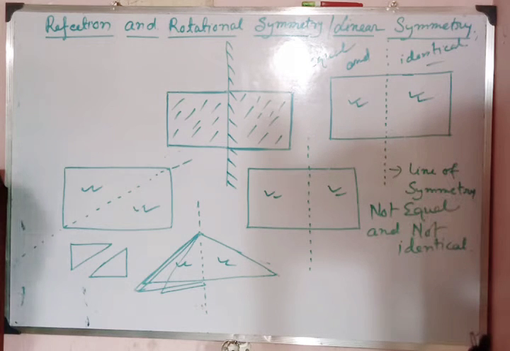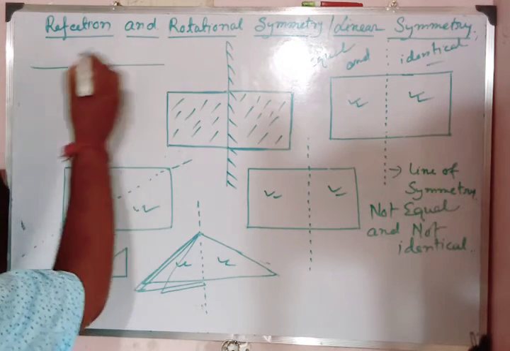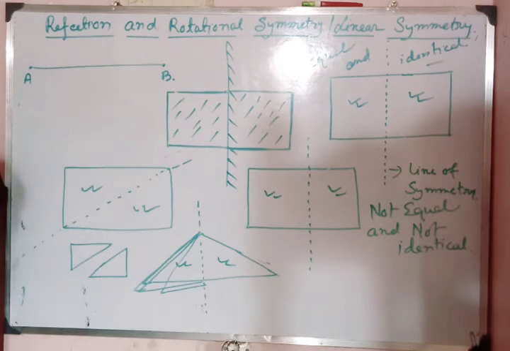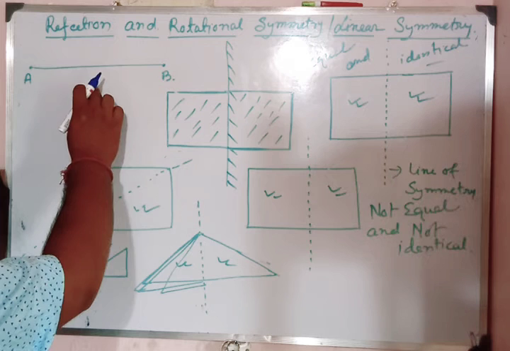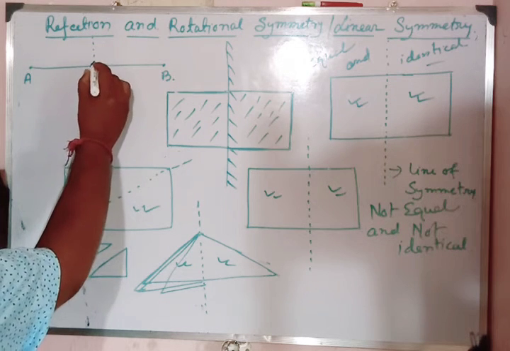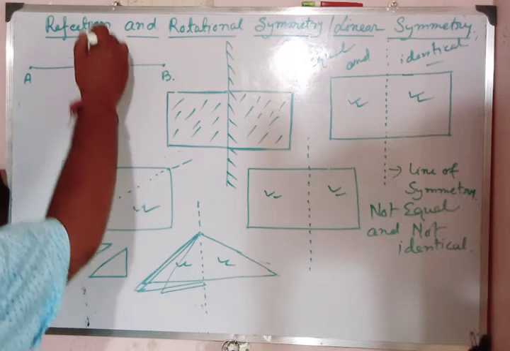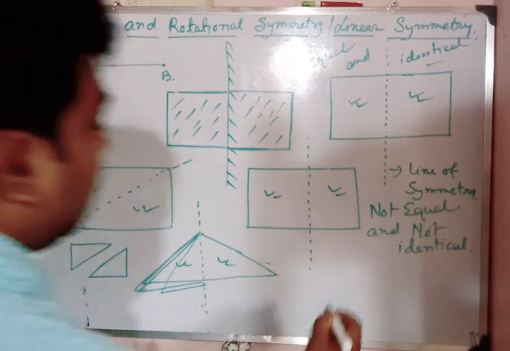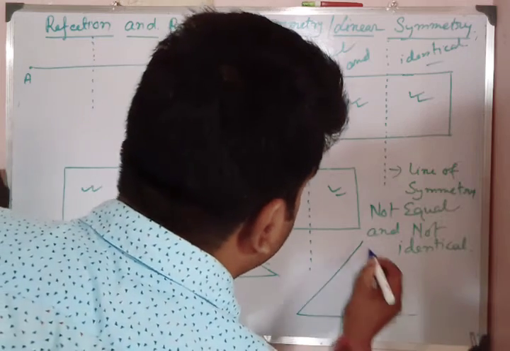Next, move to another thing. Next, move to one straight line, one line AB. AB is a line segment. A line segment is always symmetrical about its bisector. Understood? So that's it.